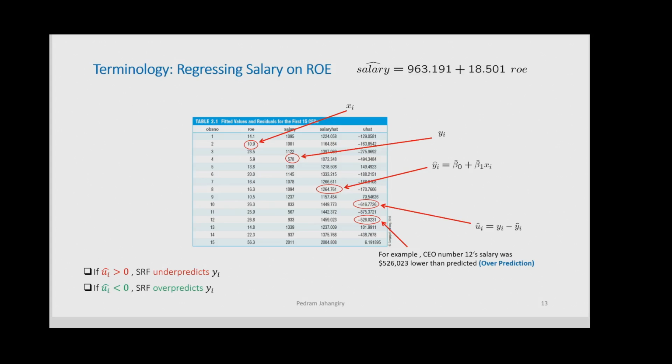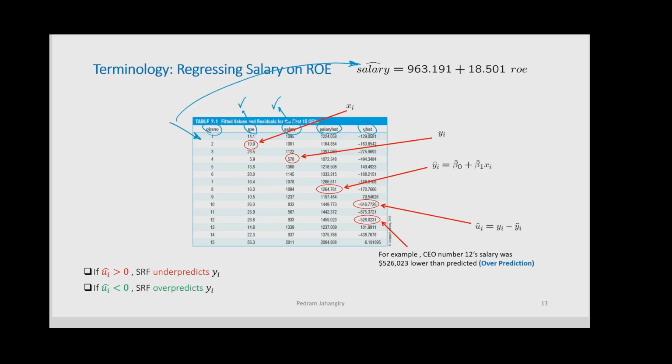Now let's look at the data. This is what we're going to eventually give to R, and R is going to give back this equation to us. These are observation numbers, so it's cross-sectional data. We have observations and there is no sign of time here, so it's cross-sectional. Then we have ROE, salary, salary hat. This is our Y hat, and this is our U hat. ROE is observable, that comes with the data. Salary is observable, that comes with the data. The rest is going to be calculated by OLS in R.